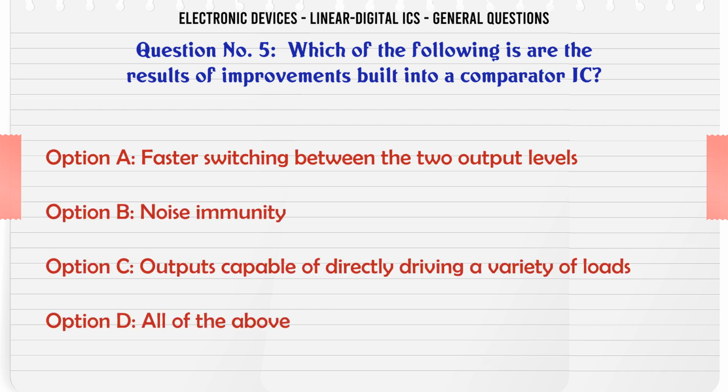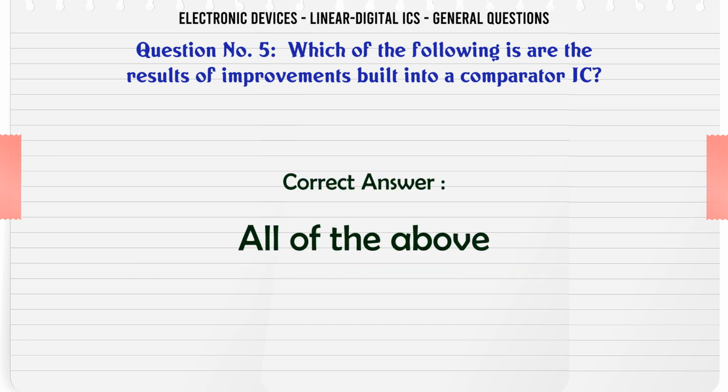Which of the following are the results of improvements built into a comparator IC? A. Faster switching between the two output levels. B. Noise immunity. C. Outputs capable of directly driving a variety of loads. D. All of the above. The correct answer is all of the above.